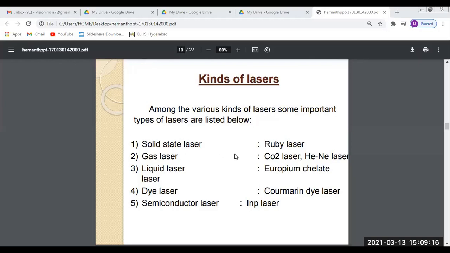Now we are going to discuss the different kinds of lasers here. The different kinds of lasers are solid lasers, gaseous lasers, liquid lasers, dye lasers and semiconductor lasers. But in the syllabus, we have the solid state laser. We have to discuss solid laser, gaseous laser, and in the gaseous laser we are dealing with the helium neon laser, and also we'll discuss the semiconductor laser.